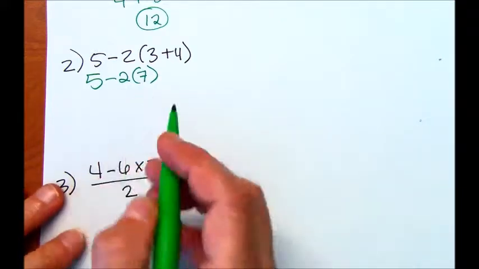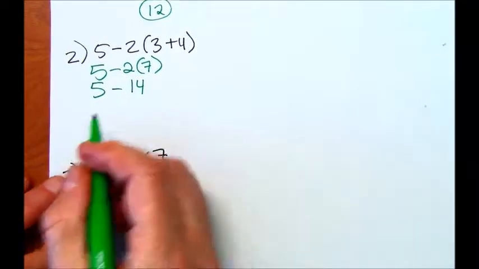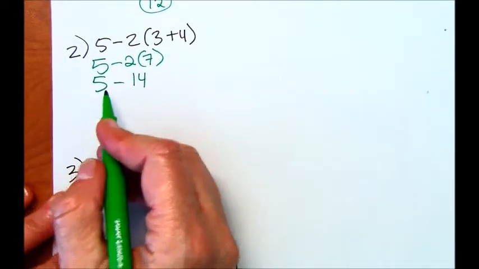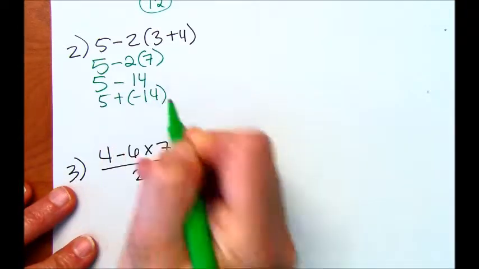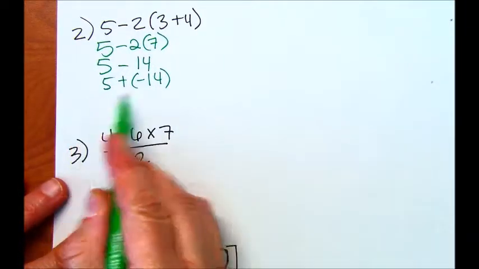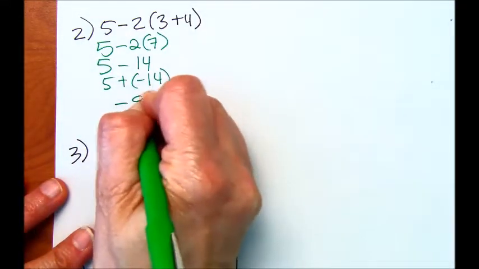So negative 2 times 7 is negative 14. Bring down the 5. Now I'm subtracting. If you want to rewrite this as 5 plus negative 14, that's okay. It's the same thing. We're still going to be subtracting, and it will be a negative 9.